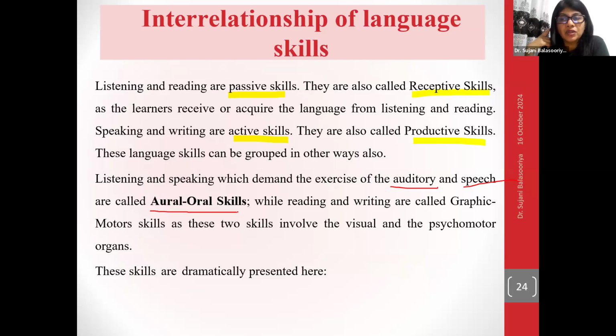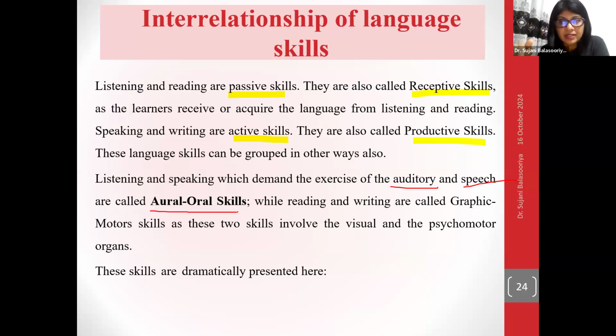Auditory, because you need to listen using your auditory organs. That means ears, right? The sounds will be captured by the ear, then the message is taken to the brain by the nerve cells. Inside the brain, the message is interpreted and understood, and the responses are also created, right?